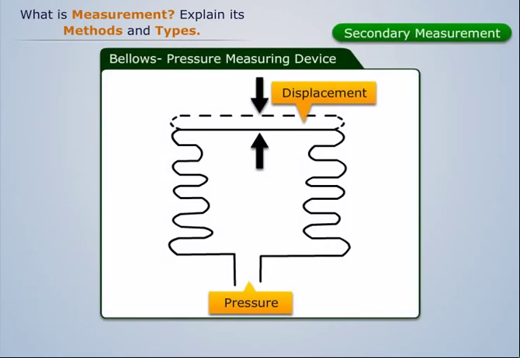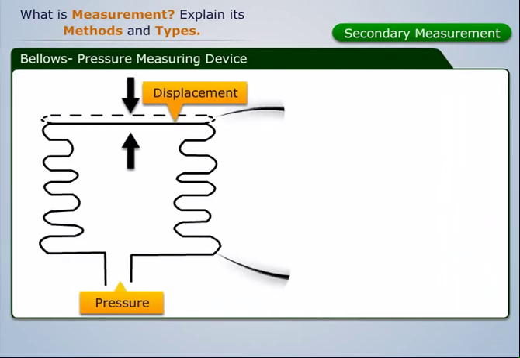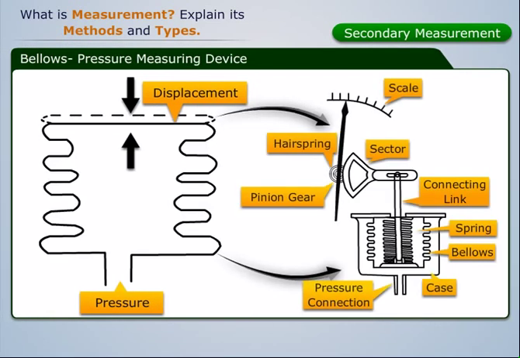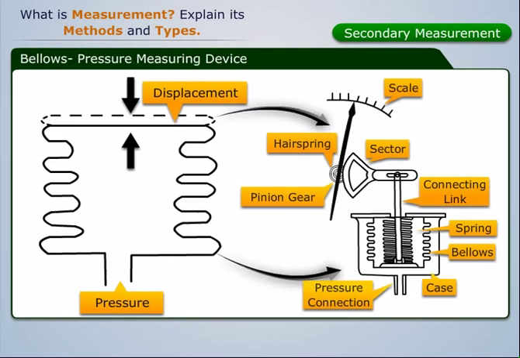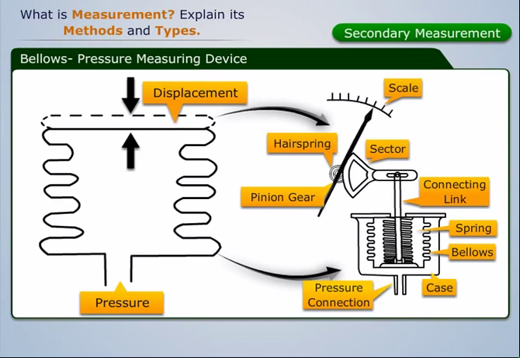The second type of measurement is secondary measurement. Let's understand this with a simple example of bellows, which converts pressure into displacement. Therefore, we can say that a secondary measurement involves only one translation, to be done on the quantity under measurement, to convert it into a change of length.